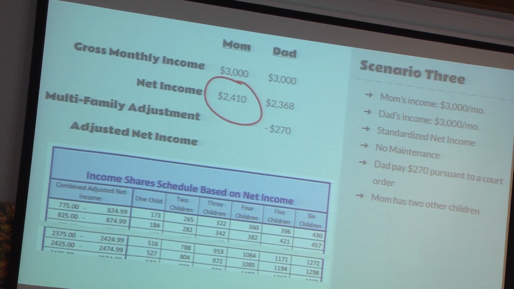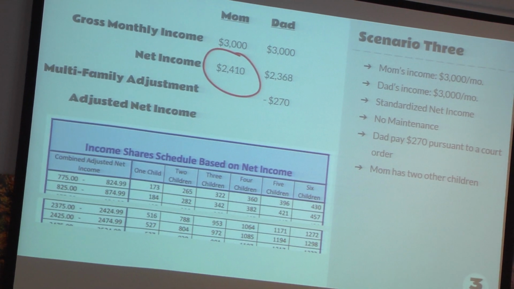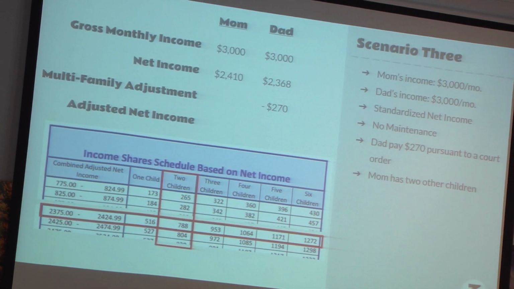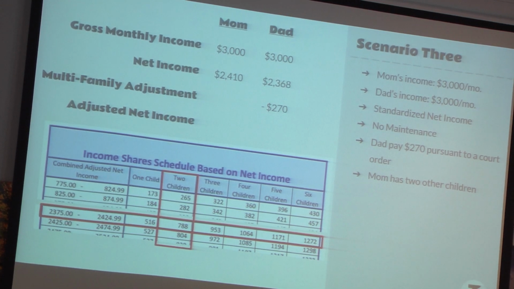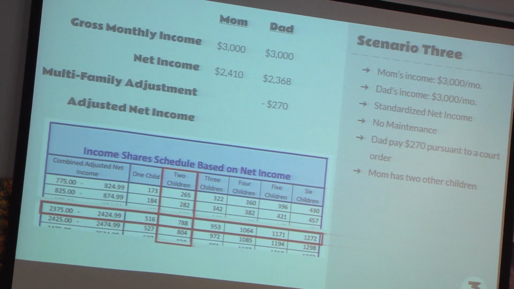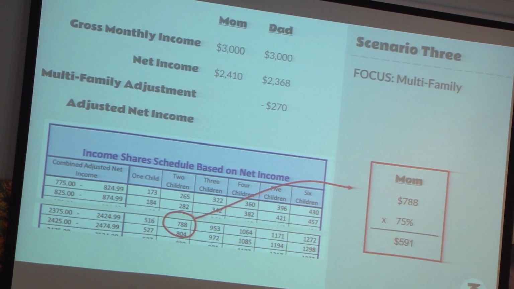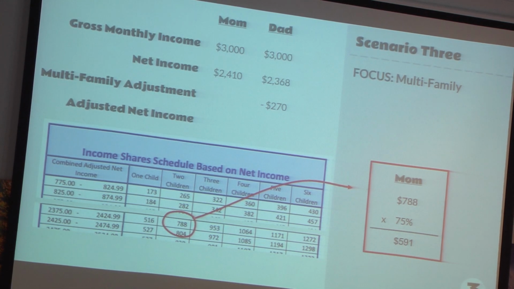We take their net, we go to the chart. Remember, we're only using their net. We're not adding it in with the other parent, because this is a child outside of that relationship. In this scenario, we're saying mom has 2 kids. So we're finding her net income on the chart, along with the corresponding column for 2 kids. That's $788. We're going to do some basic math, which is 75% of that.